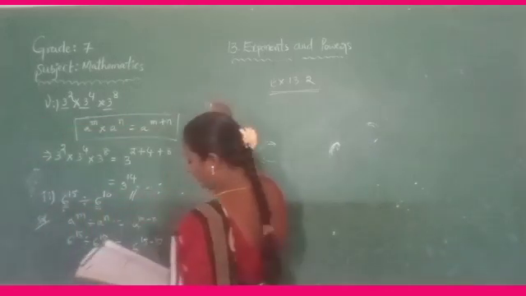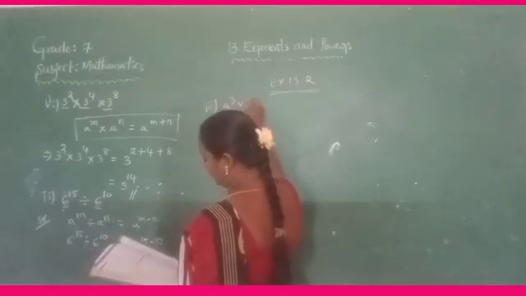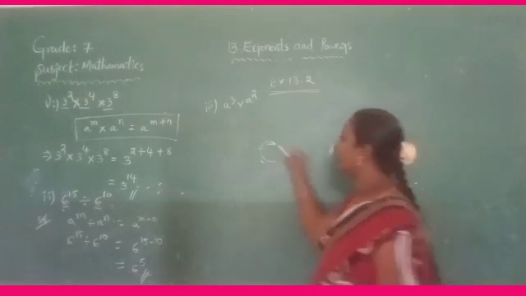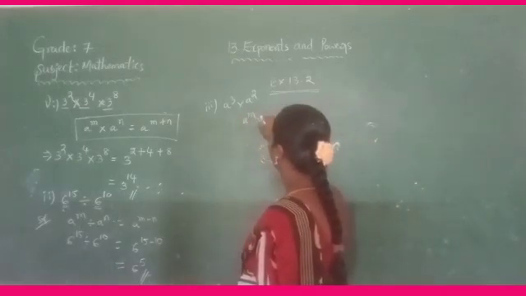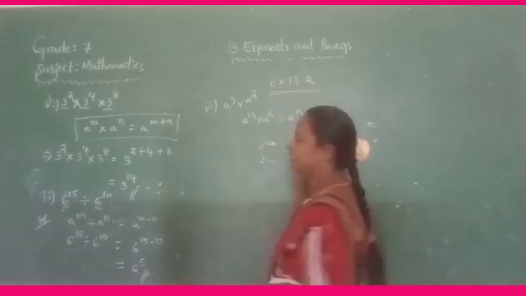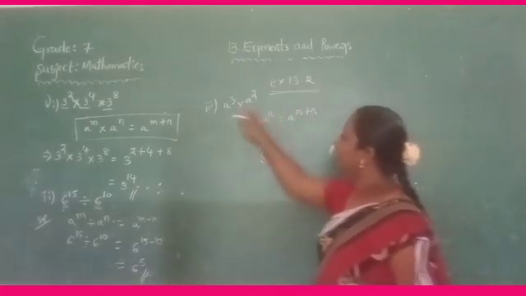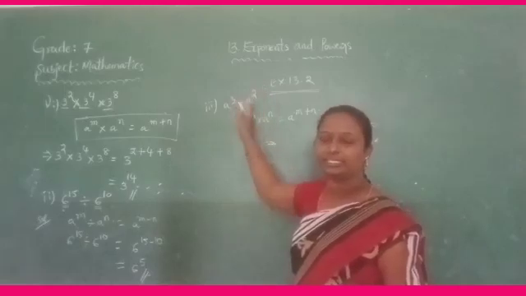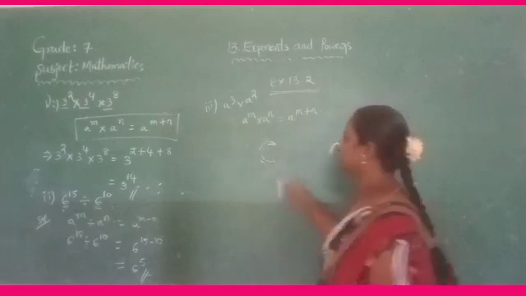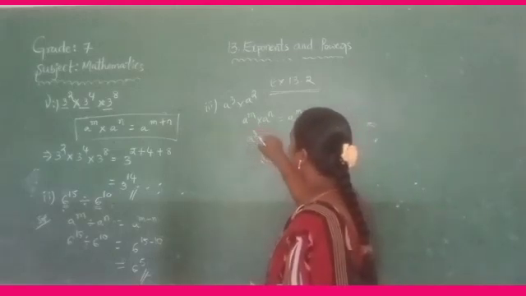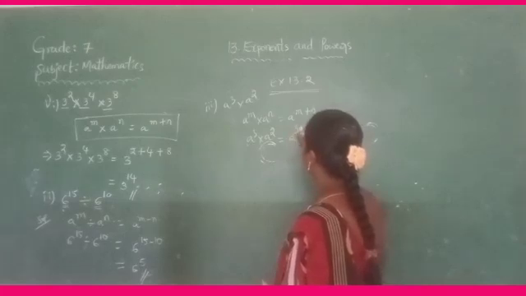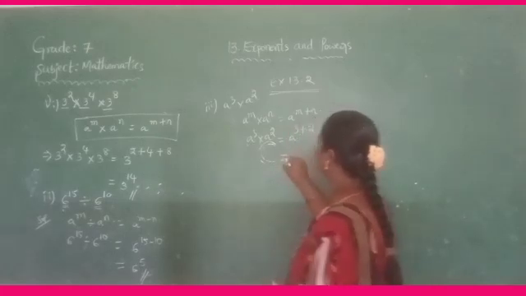Right. See, third problem. a cube into a square. Which law? Very good. a to the power of m into a to the power of n is equal to a to the power of m plus n. Bases are the same, exponents are different in the multiplication. So we have to add the exponents. That is a cube into a square is equal to a to the power of 3 plus 2.